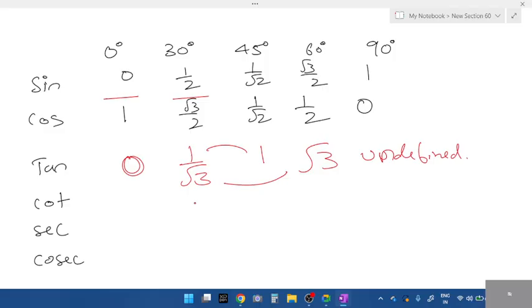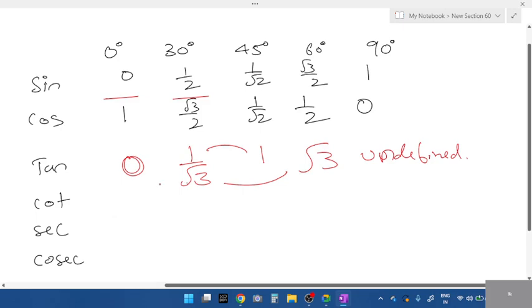Next, tan. Tan you can divide, or memorize this: 0, 1 by root 3, 1 will go to the 45 degrees, and root 3 here. 0, 1 by root 3, 1, root 3, students. Cot will be the opposite of tan. Cot is the opposite. Look here: undefined, root 3, 1, 1 by root 3, 0. Is this clear? All of you understood till here?